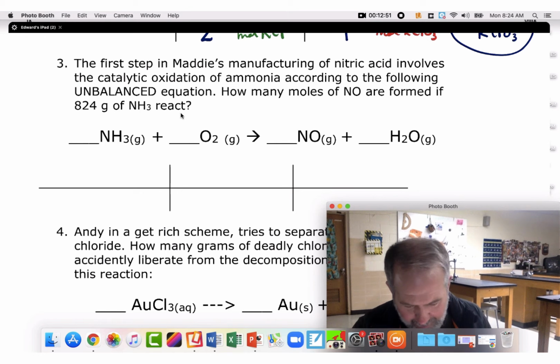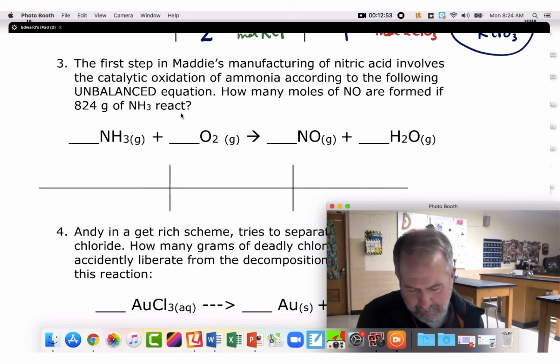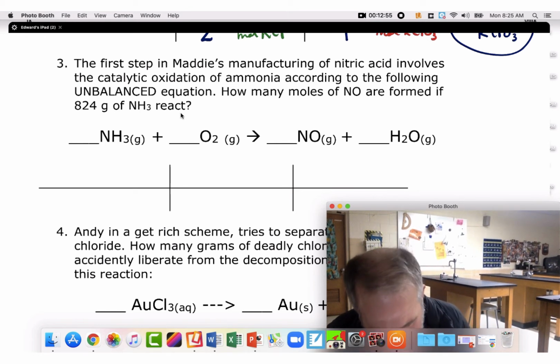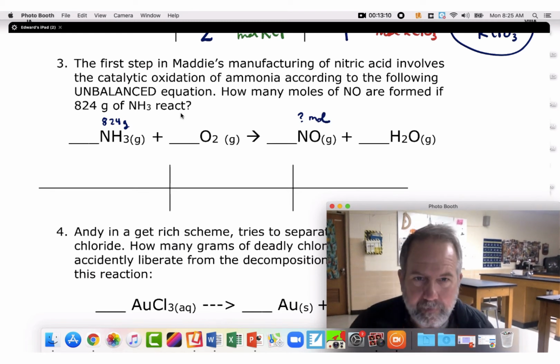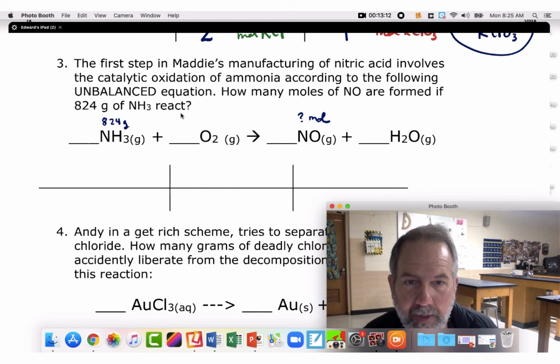So I'm going to write that down on my paper already. I got my calculator in my hand already. So this is 824 grams right here. We're trying to find out how many moles of nitrous monoxide. Okay, so there's our setup.